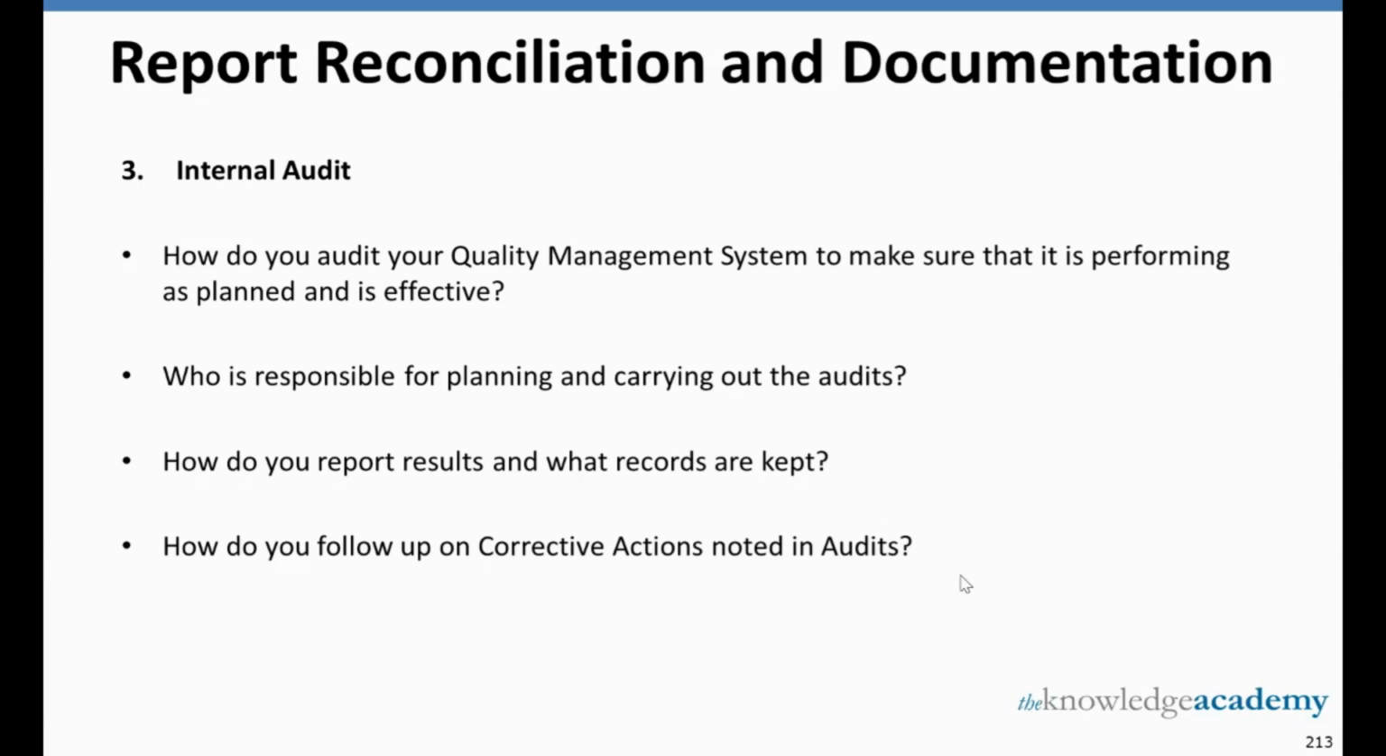An internal audit. How do you audit your quality management system to make sure that it is performing as planned and is effective? Who is responsible for planning and carrying out the audits? How do you report results and what records are kept? How do you follow up on corrective actions noted in the audits?